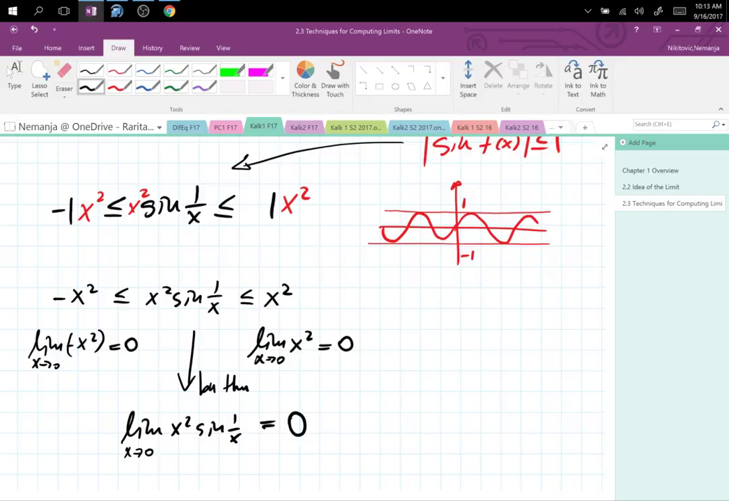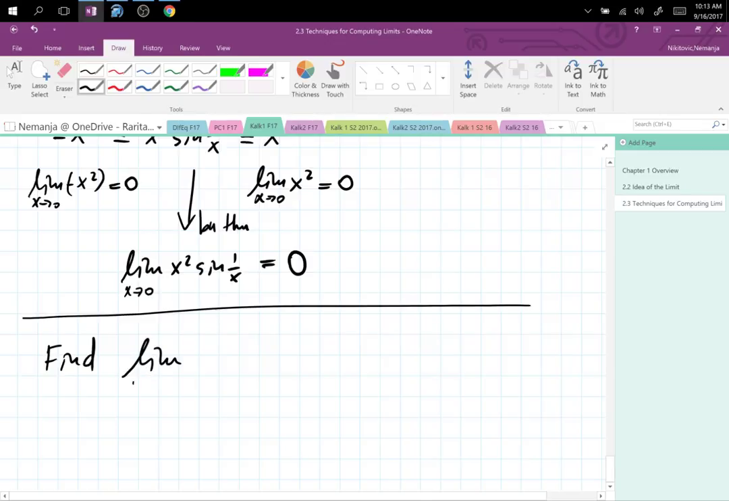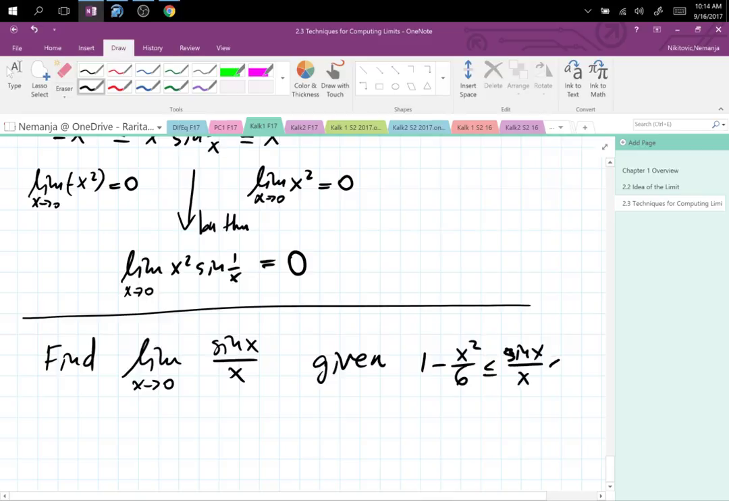All right, so find the limit as x goes to 0 of sine x over x, given 1 minus x squared over 6 less than or equal to sine x over x less than or equal to 1.